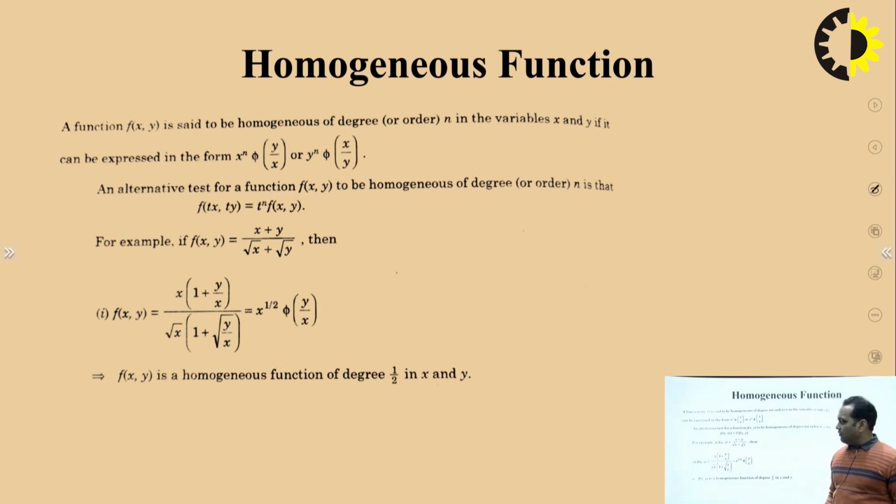For example, if f equals x plus y upon root x plus root y, then this function equals x times (1 plus y upon x) upon root x times (1 plus root y upon x), which equals x to the power 1 by 2 phi of y upon x. In the first case, we take x common from the numerator and root x common from the denominator. So this function can be put in the form x to the power n phi of y upon x. So this function is homogeneous of degree 1 by 2 in x and y.